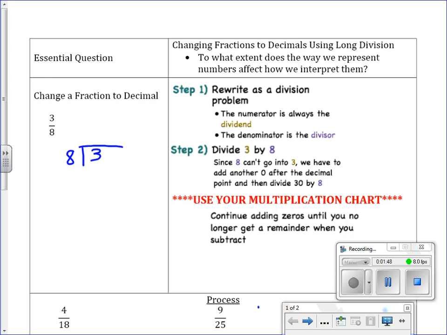Since 8 can't go into 3, we have to add another 0. Now it says after the decimal, well, I don't see a decimal here. It's understood that the decimal is right here after 3, and I'm going to put it up on top of the bar as well. And now I can add my 0. Now I can figure out how many 8s go into 30.